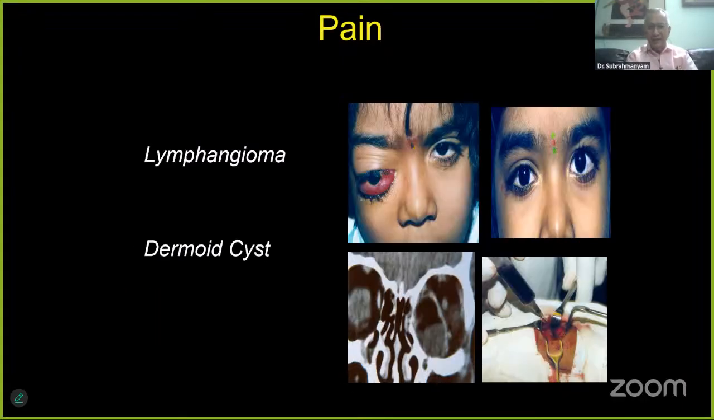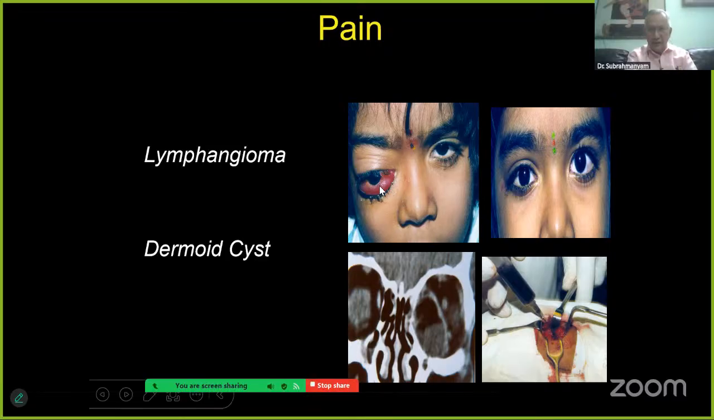Here is a case of lymphangioma in a young girl, acute in onset. You can see proptosis with the eyeball pushed down, severe chemosis, congestion, subconjunctival hemorrhage, and the CT scan shows a huge mass with severe bleed into the cystic space.